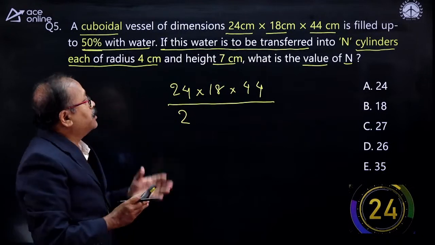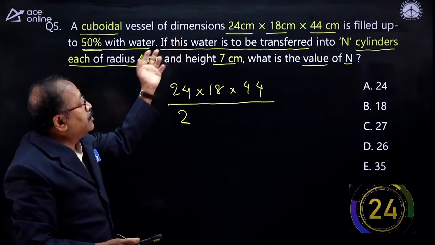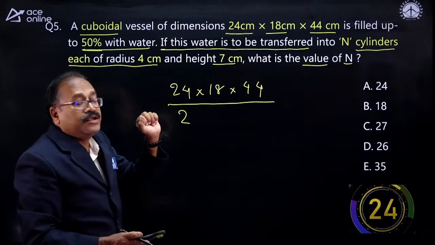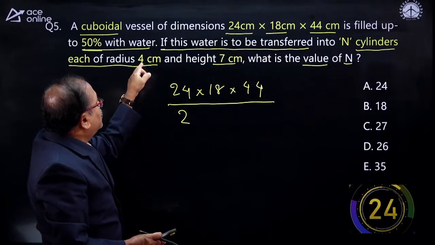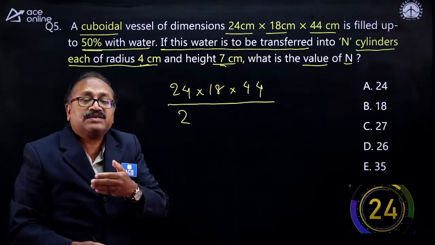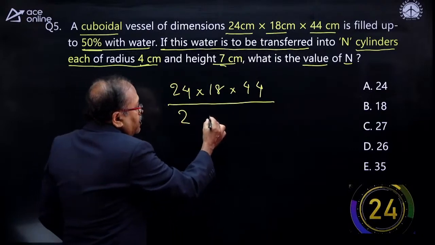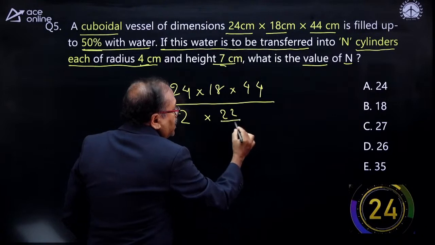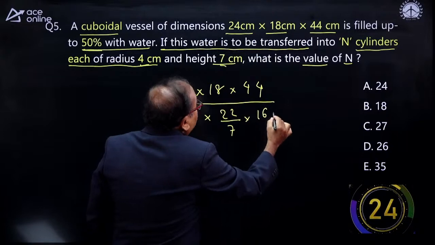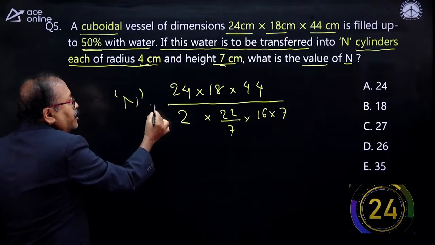And this volume of water is poured into a cylinder. And what is the cylinder volume? The cylinder radius is there and the cylinder height is there. We know the cylinder volume is pi r square h. So divide this by pi r square h, that is 22 by 7 into r square into 16 into h. So you will get the number of cylinders required.